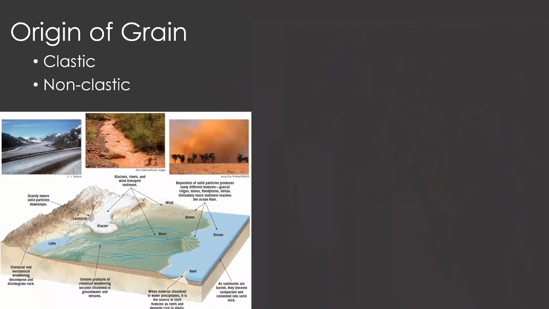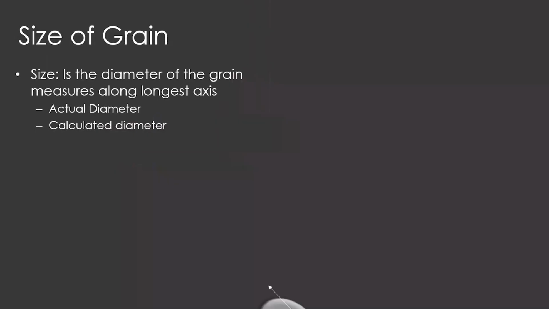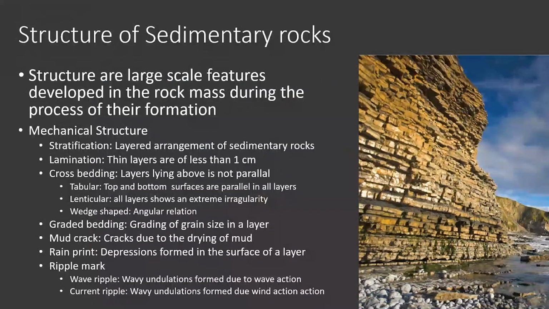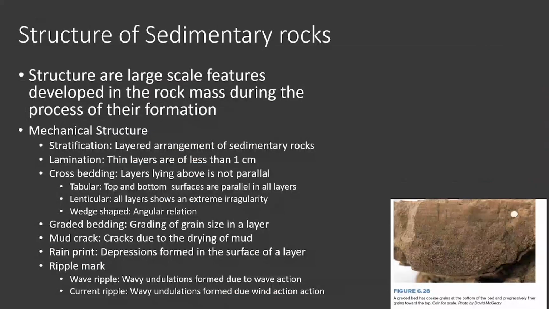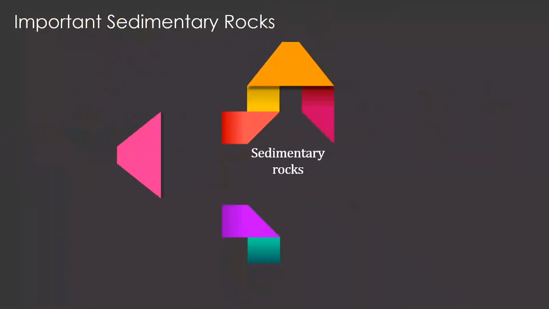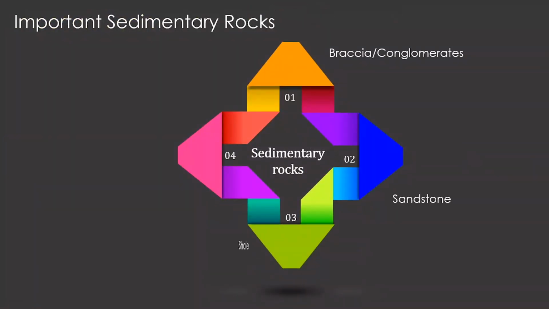Today, my plan is to discuss a few sedimentary rocks. The important sedimentary rocks are on the screen. This we can call a breccia or a conglomerate. I'm mentioning only the important sedimentary rocks: breccia or conglomerate, sandstone, then shale, and a few non-clastic sedimentary rocks like limestone, dolomite, and coal.